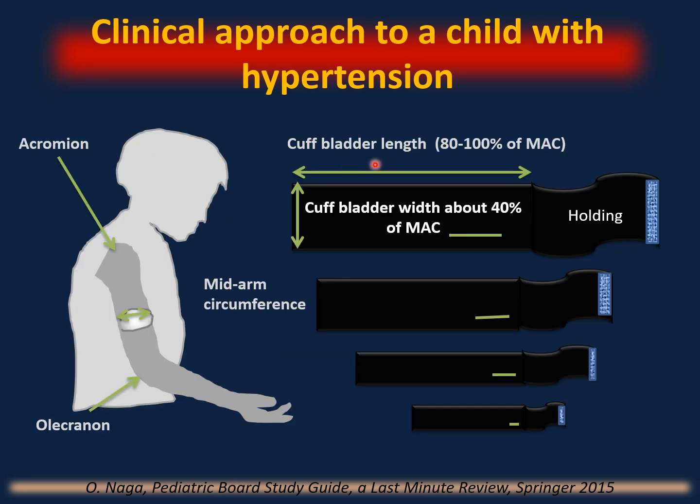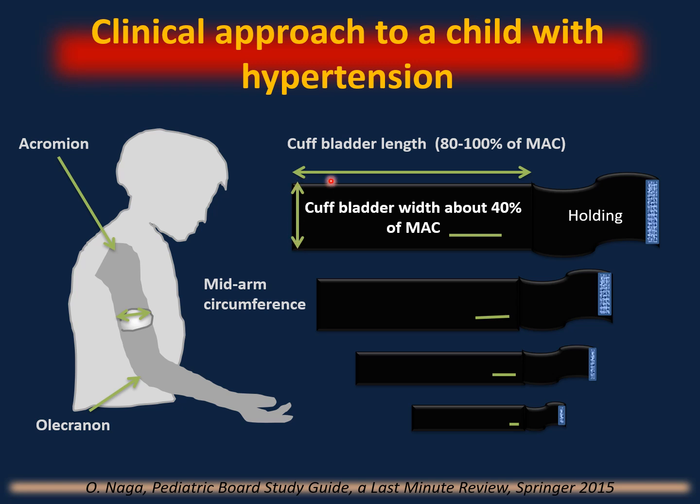It is very important to choose the appropriate cuff size before measuring a blood pressure. Too small a cuff will give you artificially elevated blood pressure. Too large a cuff will give you artificially low blood pressure. The cuff has a part with the bladder and a part without the bladder. The bladder is inside this tissue, and this tissue is without bladder, it's just to hold. This is the length of the bladder, this is the width of the bladder.